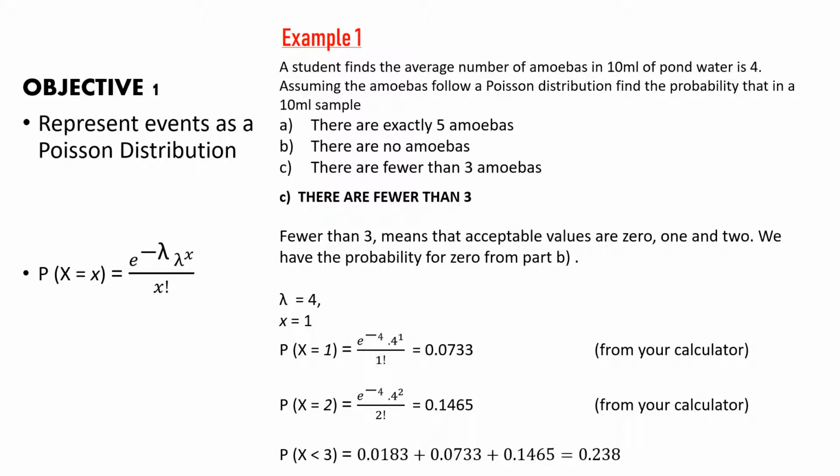That means at the end, for x less than 3, we take the two values we've got so far, the 0.0733, the 0.1465, and the 0.0183 from the previous part, part B, which was x equals 0. We add those all together, and we get that the total probability for fewer than 3 amoebas is 0.238.